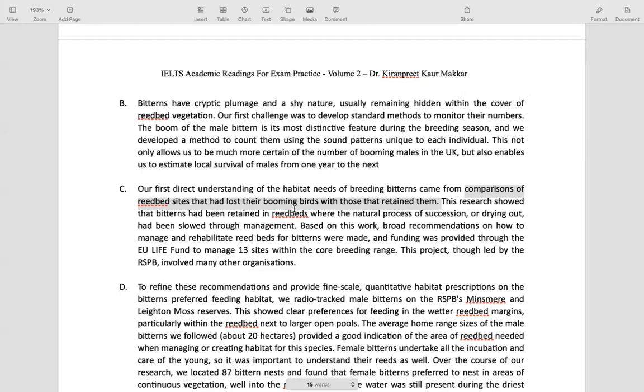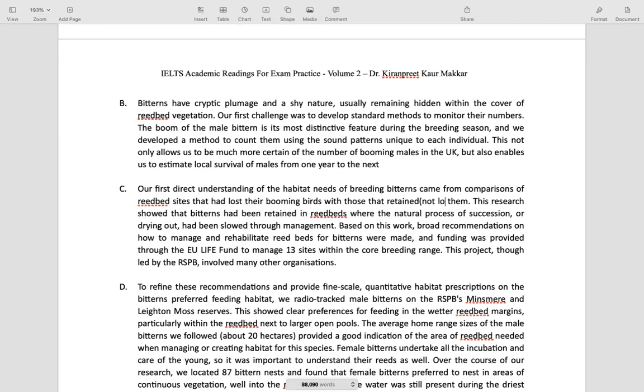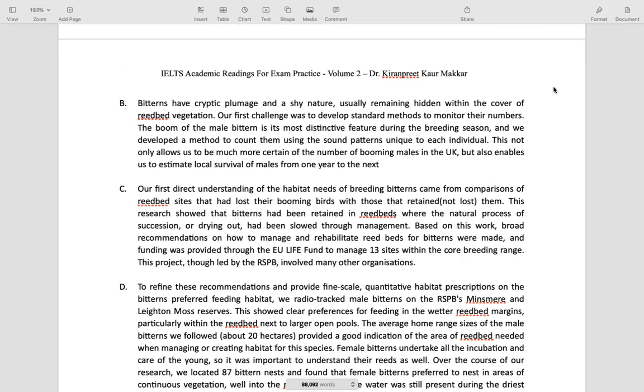One site where the birds were lost, where the birds died. And the second site where the birds were retained them. Staying there. Can you guess the meaning of retained now? Not lost. Yes, lost, where the birds were not lost, where the birds were still there. Is it clear? Yes, sir. Okay, so they compared both the habitats, both the reed bed sites.